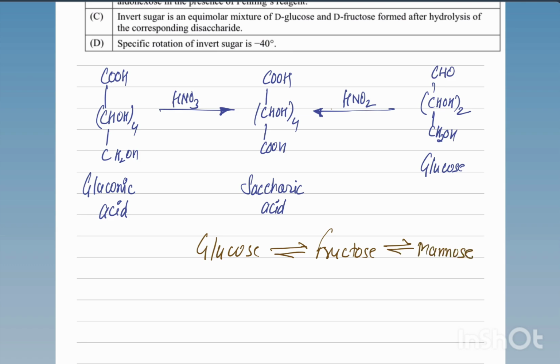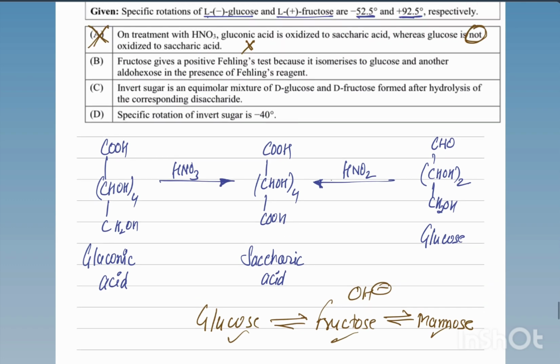remain in equilibrium. These remain in equilibrium in the basic medium. That's why all three show the positive test with Fehling's test. So this statement is correct.